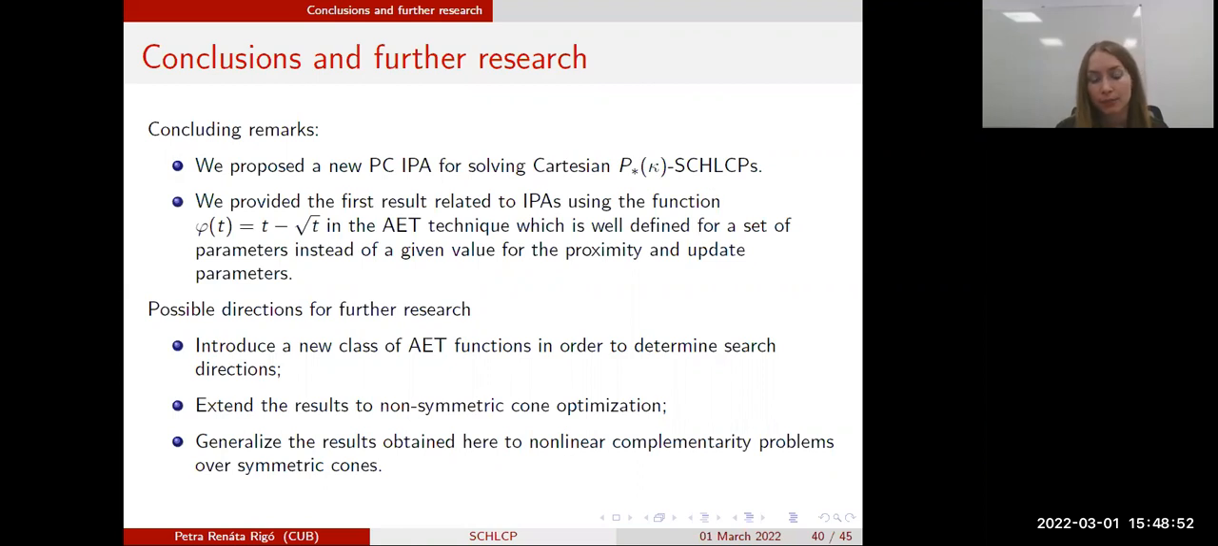And it would also be interesting to extend results to non-symmetric cone optimization problems and to generalize these results related to this more general framework by considering this Cartesian product space to nonlinear complementarity problems over symmetric cones.